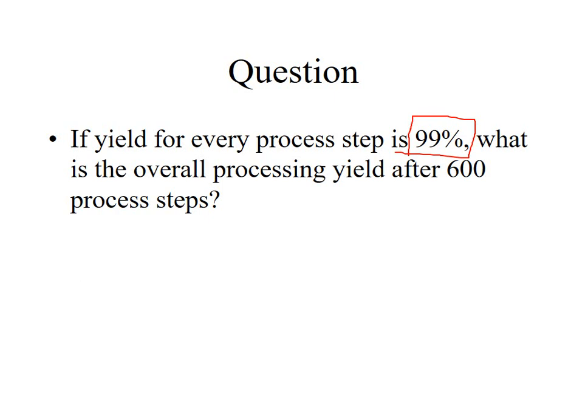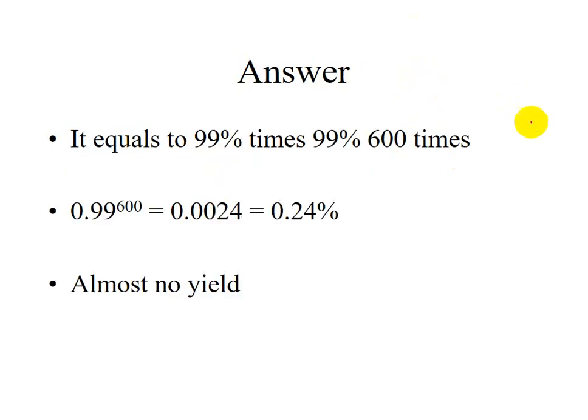So the overall yield will be 99% times 99%, 600 times. So that means your overall yield is 99% to the 600th power. It ends up equal to 0.0024. That means 0.24%. Basically, no yield. No yield, no profit. You lose all your costs, wafer cost and process cost.